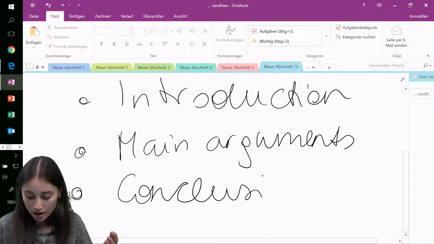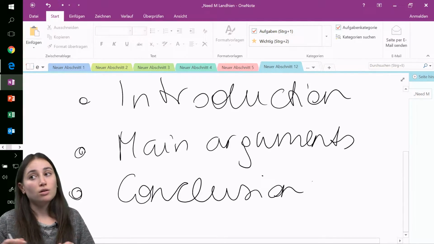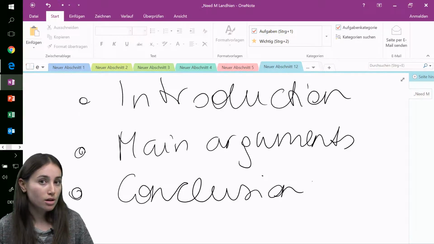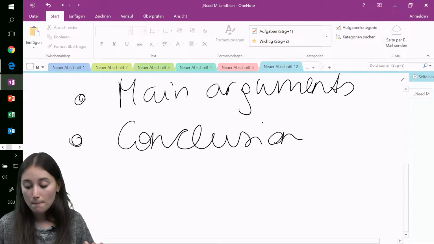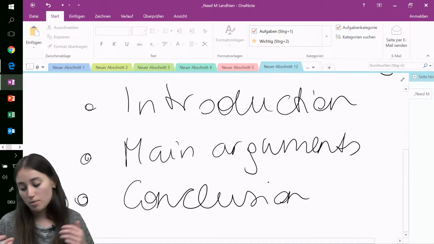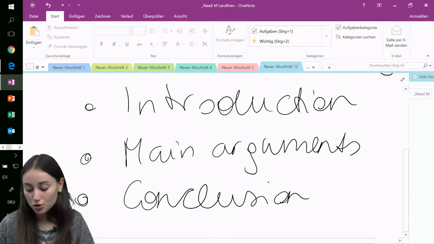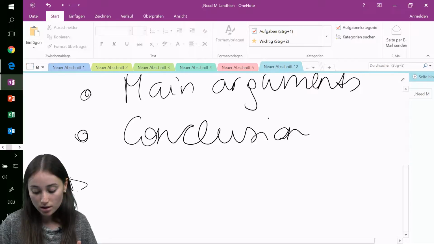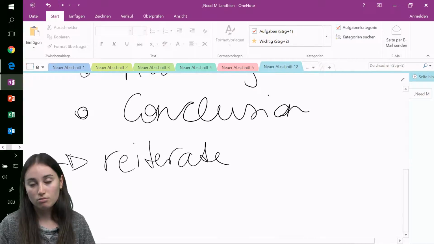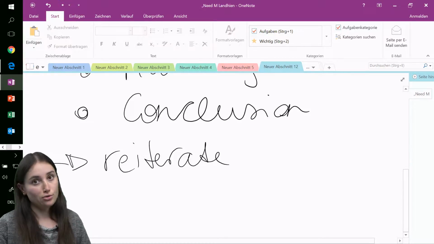So a conclusion can either be a part of a presentation or of a speech, or it can also be in an essay, where it's very common to write a conclusion. As I mentioned, you have the introduction, the main arguments, and the conclusion. The reason why we have a conclusion is to reiterate your main arguments, which means you say them once more. You try to reinforce your point of view.